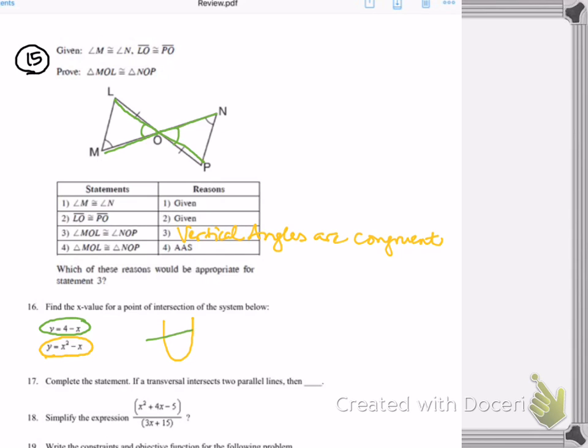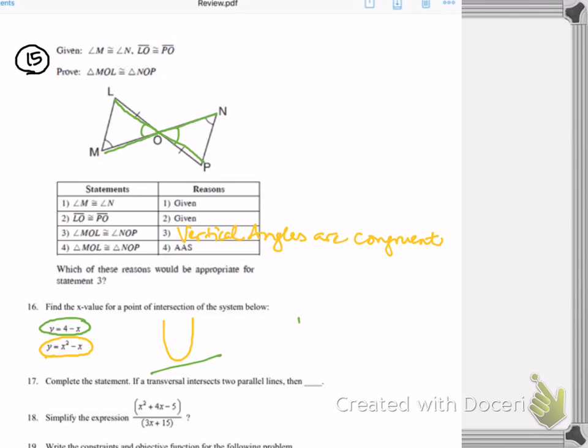So these could cross twice, 2 points of intersection. They could cross once at the vertex, or they could cross never. In order to determine which one that is, you can graph it on your graphing calculator and see where they cross, or like I mentioned, you can use substitution. So I'm going to write down the yellow equation and substitute the green equation in place of y.